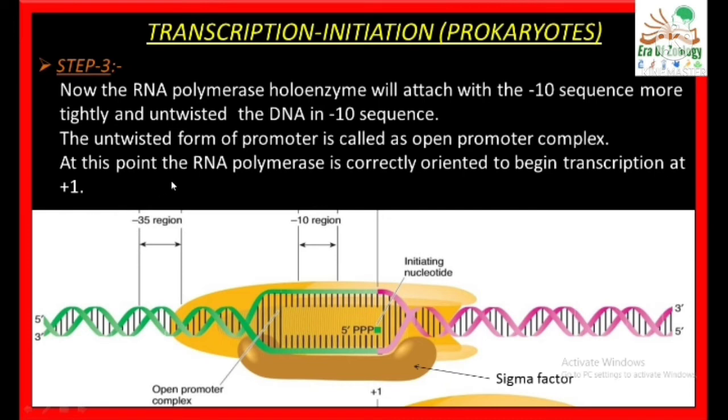At this point the RNA polymerase is correctly oriented to begin transcription at +1. Here it is +1, which is termed the start point of transcription. So after the DNA opens up, the RNA polymerase is correctly oriented at +1 to start transcription initiation.